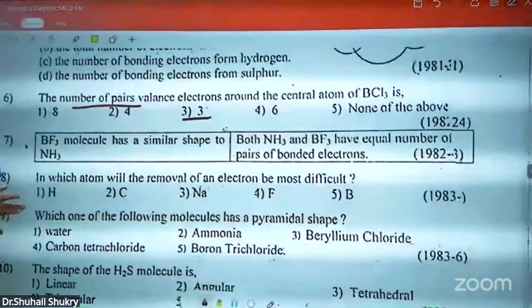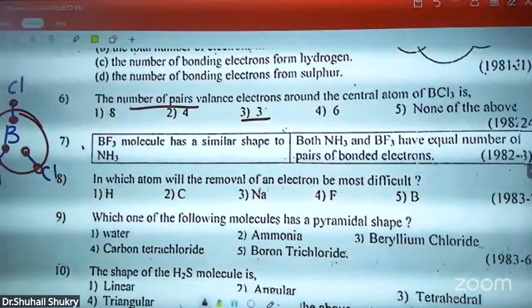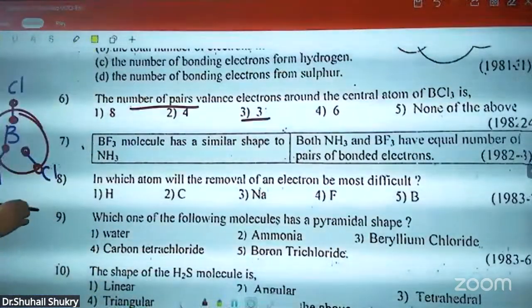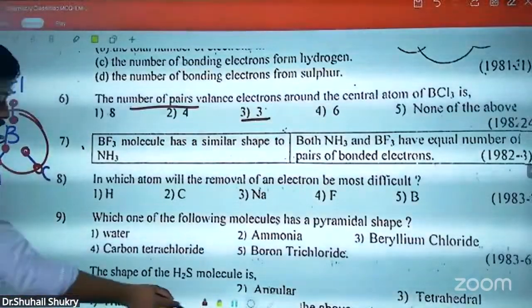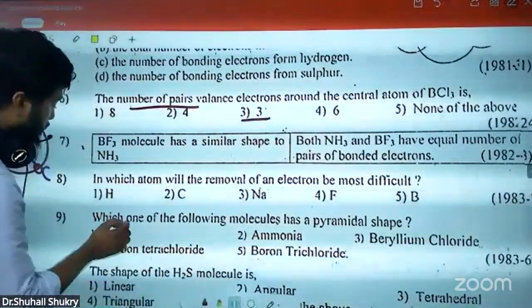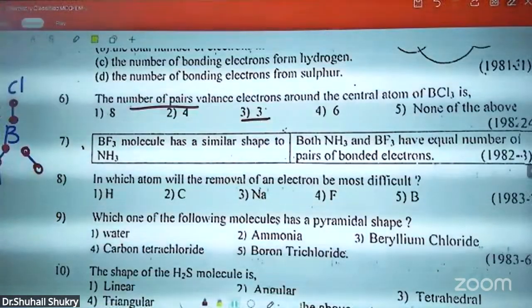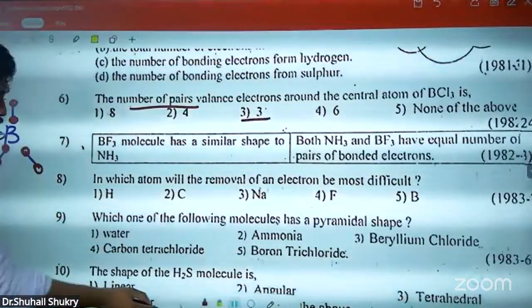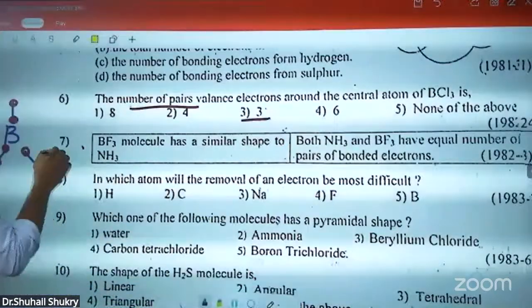Come to this one, guys. The BF3 molecule, same thing. BF3 means instead of chlorine, you have to put fluorine now. Instead of fluorine, you can put chlorine.